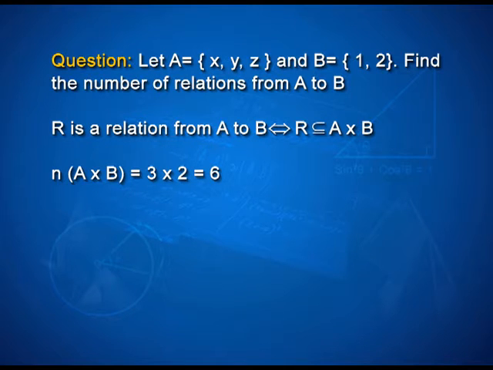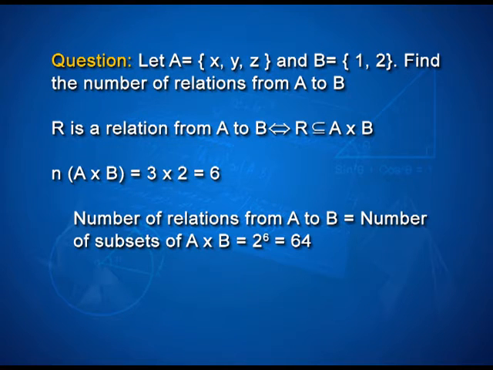And therefore, the number of relations from set A to set B, same as the number of subsets of A cross B, will be 2 to the power 6, which is same as 64. So, 64 relations can be formed from set A to set B, and that is a little result that is at times tested as a 1-mark question as well in your exams. Here we have another problem for you.